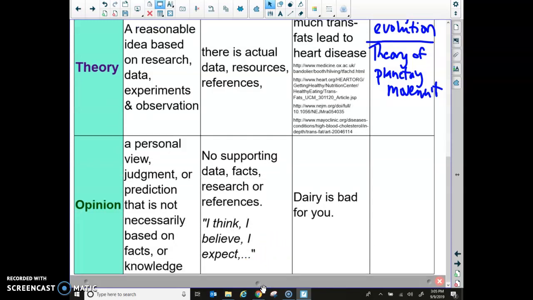Okay, last but not least, probably the easiest one for people to think of examples of is your opinions. Opinions are a personal view. They're your judgment, your ideas, your predictions. They're not necessarily based on facts or knowledge. Sometimes they are. Sometimes your opinions are based on your observations of life. For example, I think students learn better if we start school a little bit later in the day. I think students perform better when science is in the first part of the day instead of at the end of the day. These are based in observations and experience, but they're still my opinion. I use the words I believe, I predict, I think.